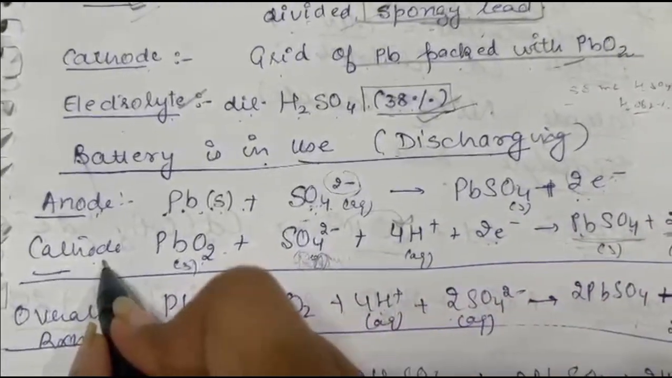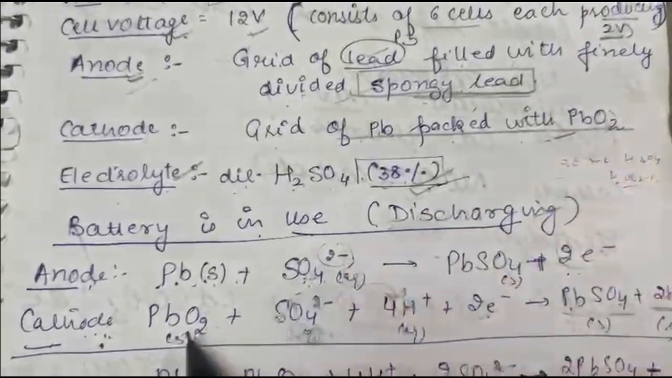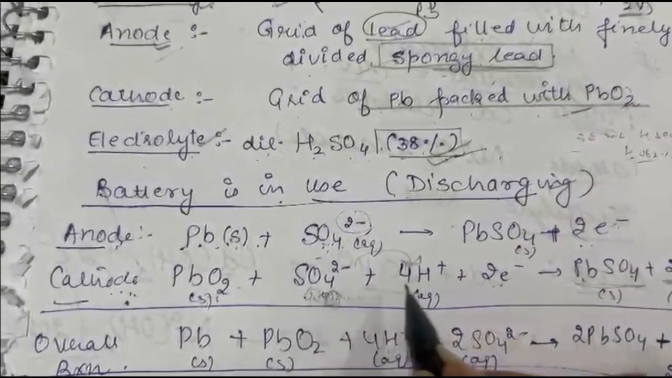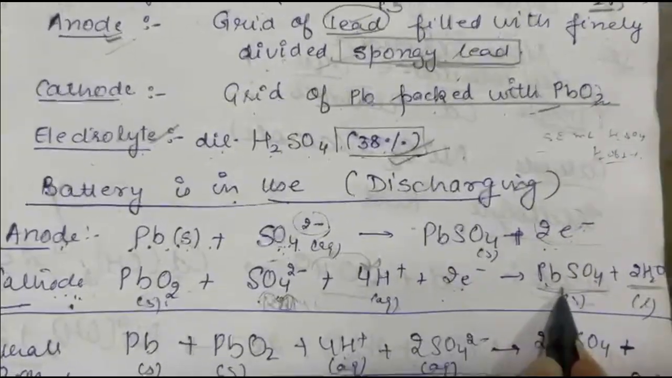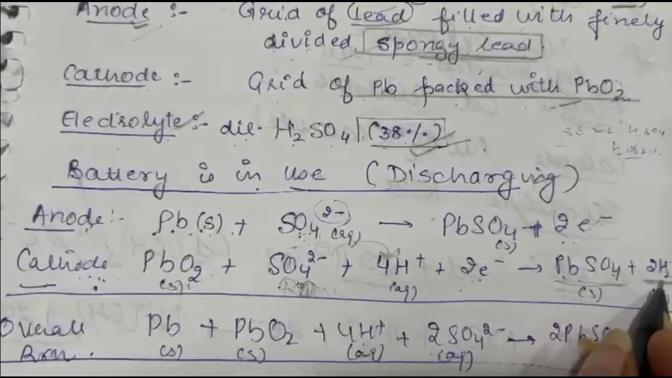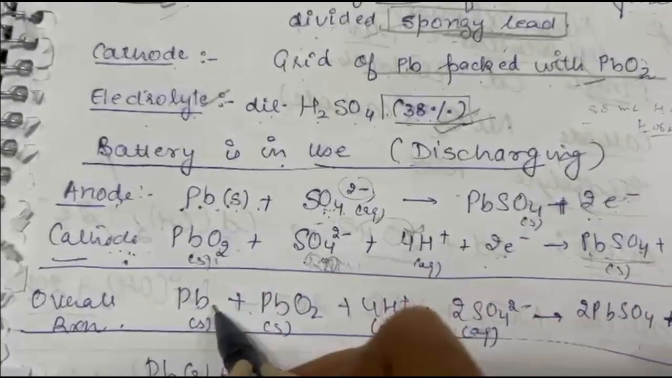Now what is the reaction at the cathode? Cathode is made up of lead dioxide. It will also react with sulfate, as well as with hydrogen ions and electrons, and there will be formation of PbSO4 plus 2 water. Now you simply have to add the equations, Pb plus PbO2.